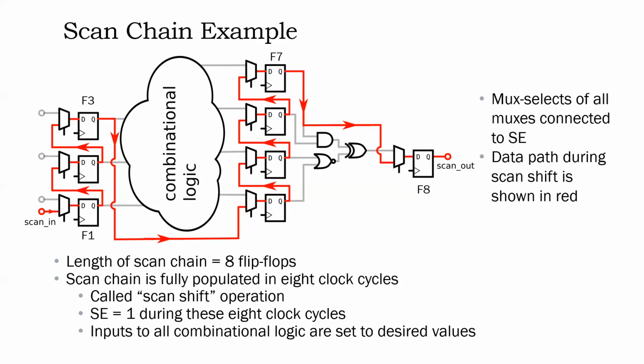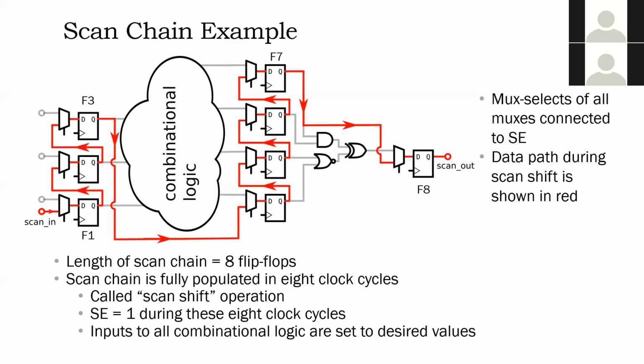So first I populate the scan chain by setting the shift enable signal to be 1. Then once the scan chain is fully populated, I change the shift enable's value from 1 to 0. When shift enable is 0, then the flip-flop will capture the outputs of the combination logic.